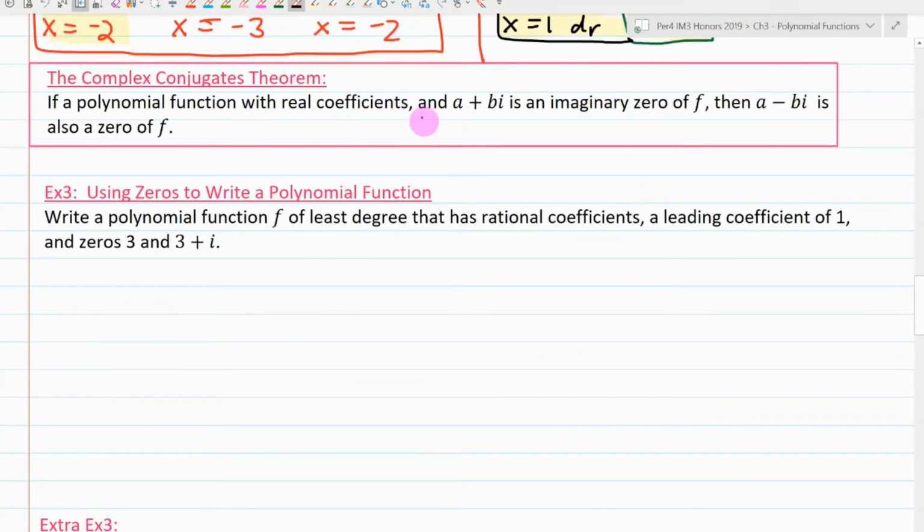Okay, so if you're trying to figure out where we are in the notes, I'm in section 3.6 now. Okay, and I'm in example 3. So we just finished writing polynomial equations, functions, when they gave us radical zeros. And now we're going to be doing imaginary. So we haven't really talked about imaginary numbers a lot. Hopefully you talked about them when you were in integrated math 2.